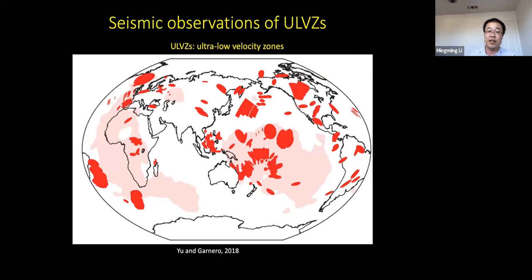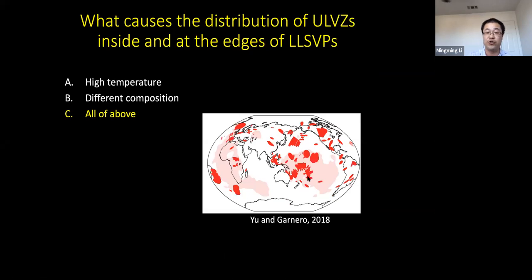Now let's examine the seismic observations of UVZs here, as we already showed in these figures before. For the UVZs outside the LSVPs, I think maybe the thermal ridges can explain some of them, but the question is, how do we explain the distribution of UVZs inside and also at the edges of the LSVPs, right?